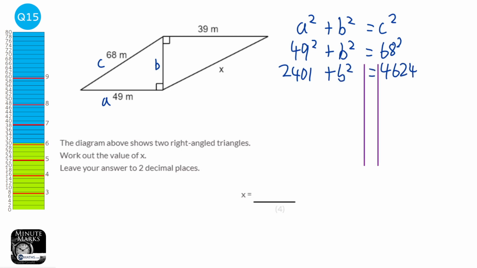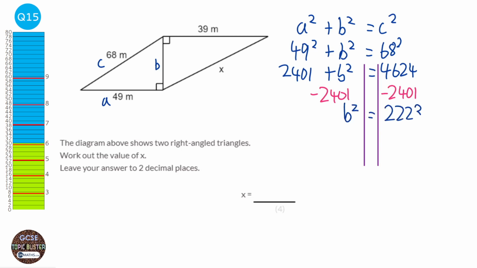So we are solving here, so let's get our lines down. And we're going to start by subtracting the 2,401 from both sides. So we've got b squared equals 2,223. Then we're going to square root both sides, and we've got b equal to 47.148... Okay, we're now looking at the second diagram.